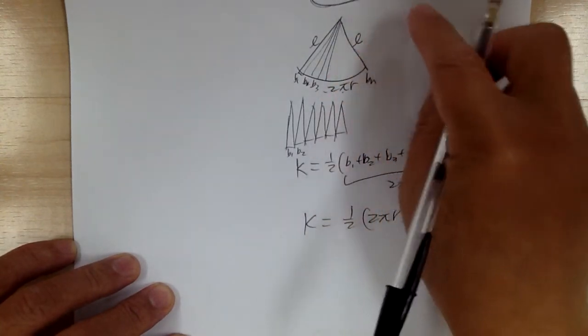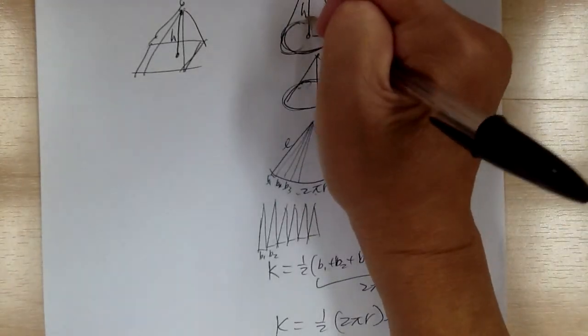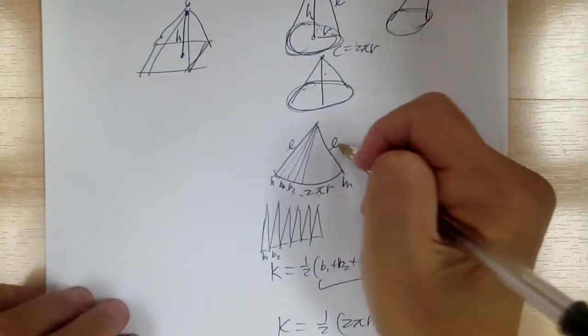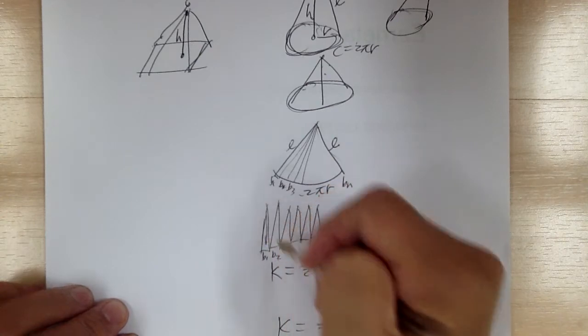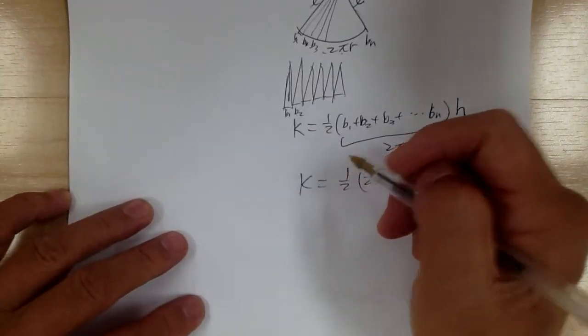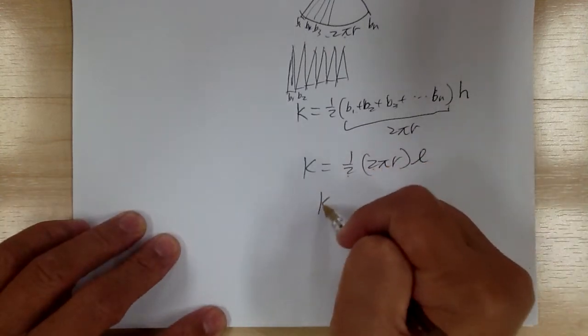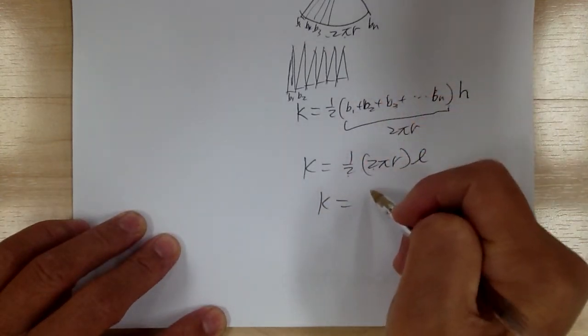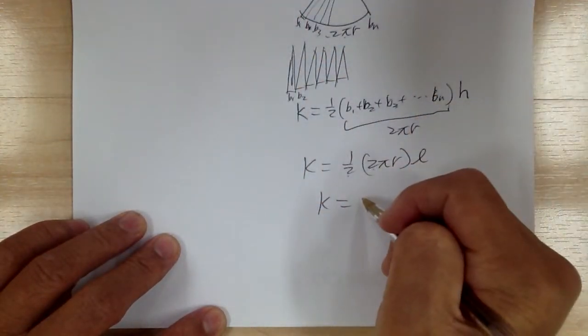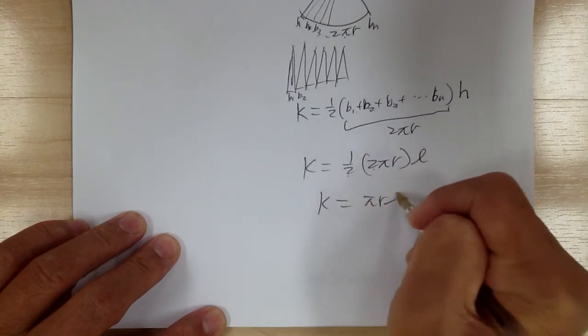The height would be, now this h is not this h, because when you open it up, the height of the triangle would be over here. When you cut it really, really thin, an infinite number, the 1/2 and 2 will cancel out. So the area of this cone would be pi r L.